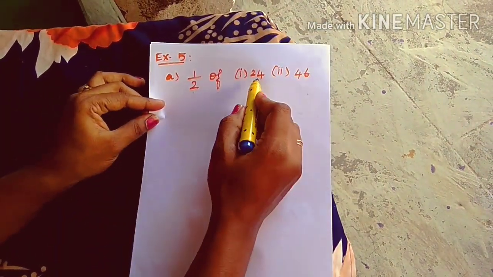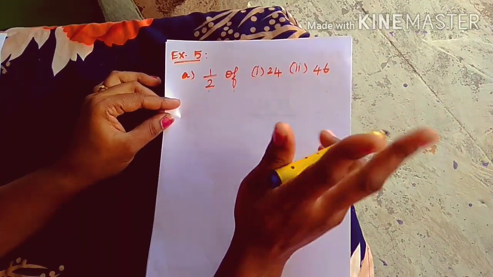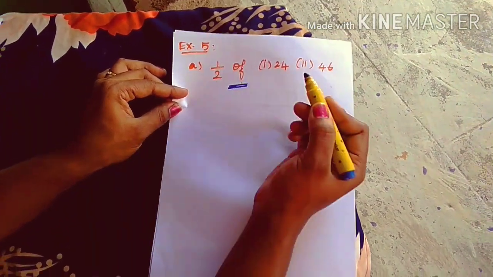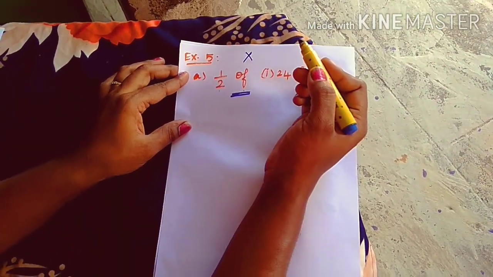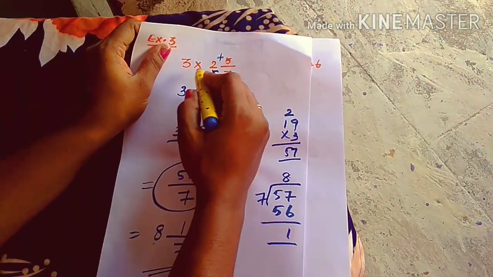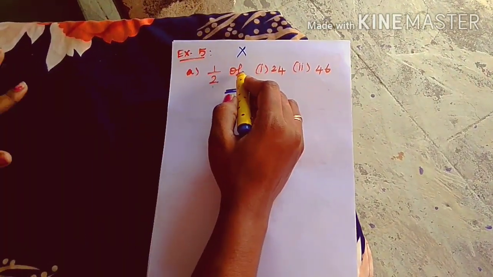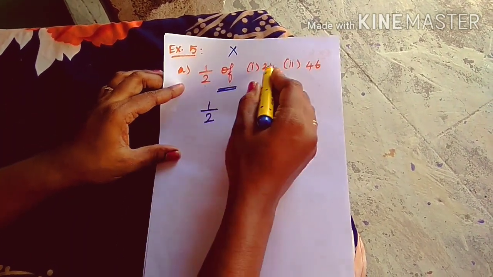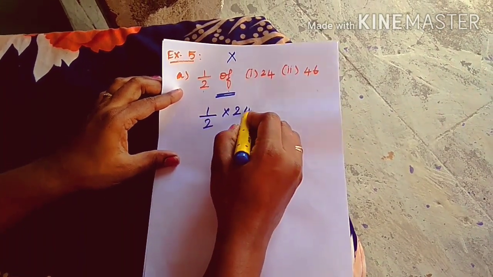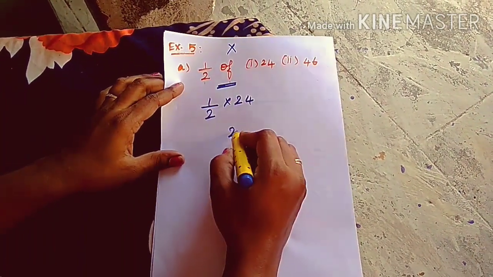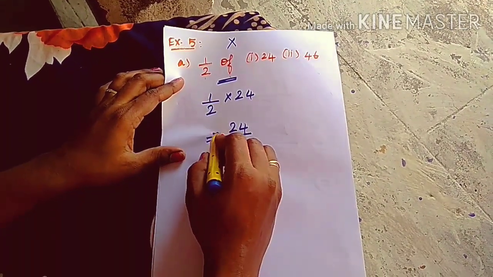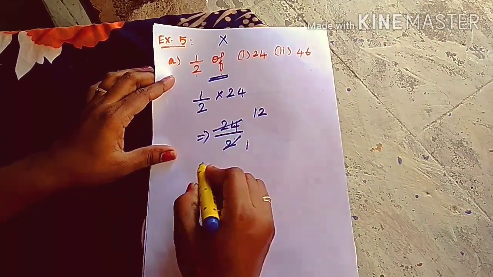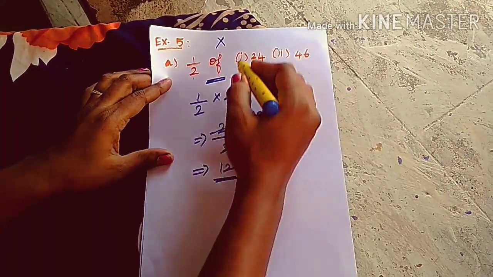Let us take one more example. 1 by 2 of 24 and 1 by 2 of 46. You have two problems here. What is "of"? Of is nothing but multiplication. Instead of straightly giving it as multiplication, we have introduced "of". So 1 by 2 of 24 means 1 by 2 into 24. Understood? So 1 into 24 is 24 divided by 2. Now simplify it. 1 2 is 2, 2 2s are 4. So your answer is 12 for the first problem.